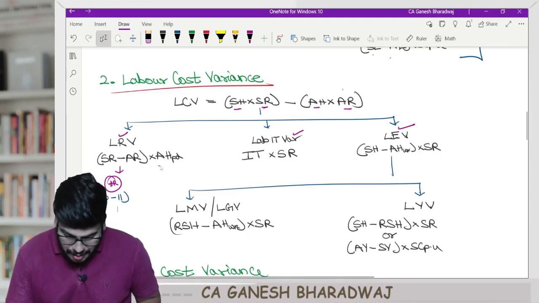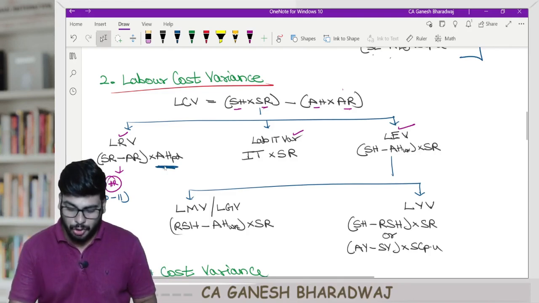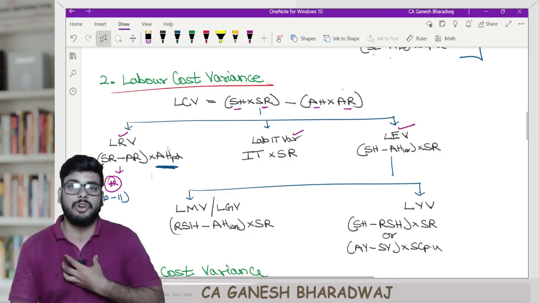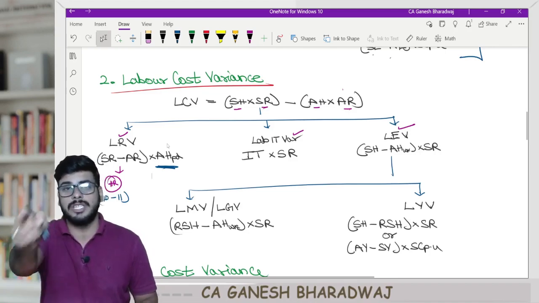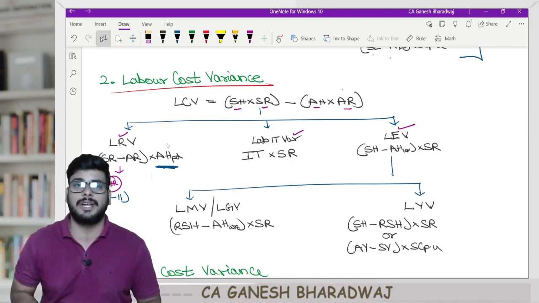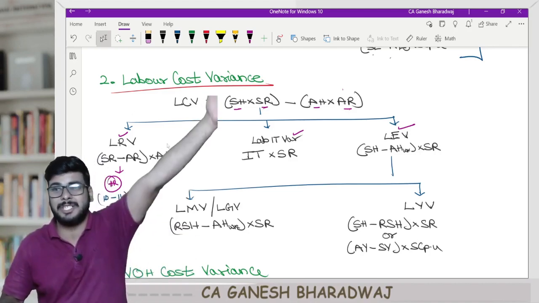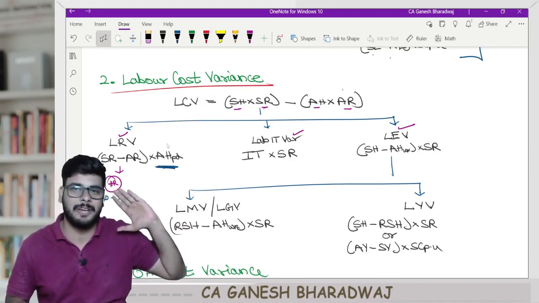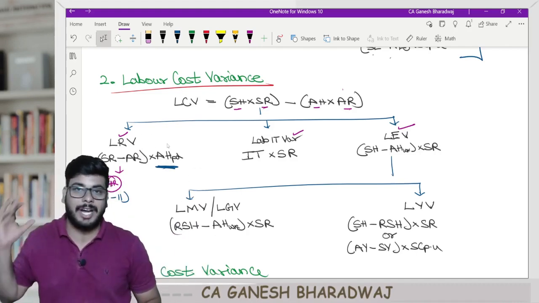Now, why do I multiply this with actual hours? Because this is not in the control of whom? This is not in the control of the HR manager. So, who decides on how many hours the workers need to spend in the factory? It is the production manager, because he makes them work. Are you clear with this? So similarly, there it was the purchase manager. Here it is whom? The HR manager. Are you clear with this, guys? The standard rate minus actual rate into actual hours paid.